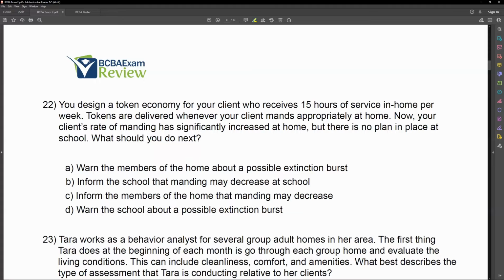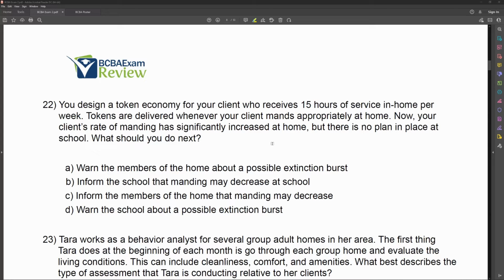Well, the first thing that jumps out at me, right, we have 2 settings. Okay, and in each setting there's a different type of intervention going on. In one setting, we have this in-home token system that's increasing manding. And then in our other setting, there is no intervention. What do you think about when you think about a behavior increasing in one setting and not in another, okay, due to differing interventions? The first thing I think about is behavior contrast, right? When a behavior increases in one setting, if we don't change anything in the other setting, we can typically expect it to decrease in that other setting.